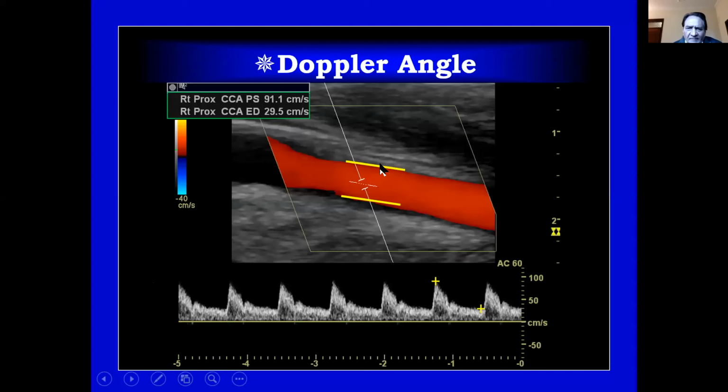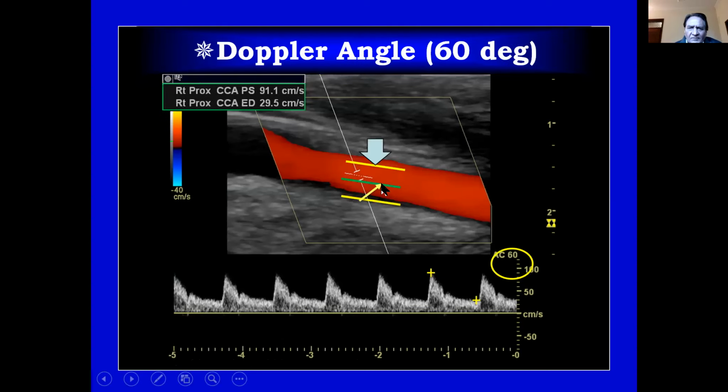This is a vessel and these are the vessel walls. And these two lines are our sample volume. They should be kept about 60% of the lumen of the vessel to avoid artifacts from vessel walls. And this green line here is where the sample is taken, and it's also called the angle bar. This bar should be parallel to the walls of the vessel, or in the course of the flow of the blood, this green line.